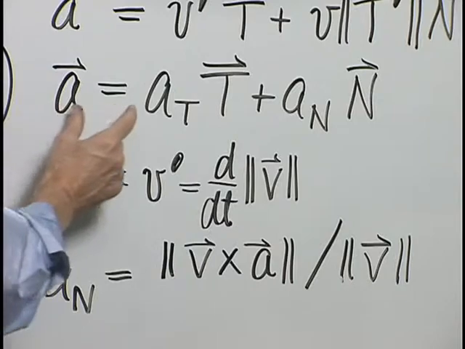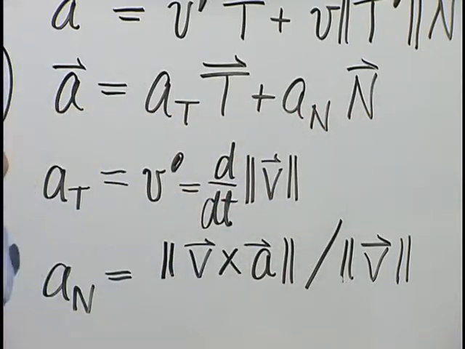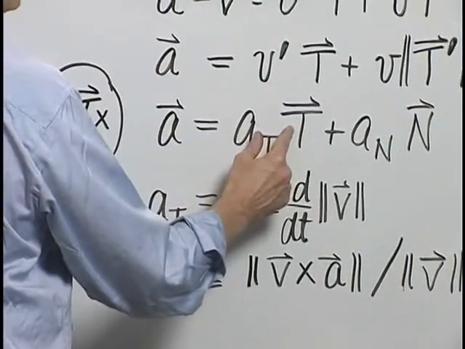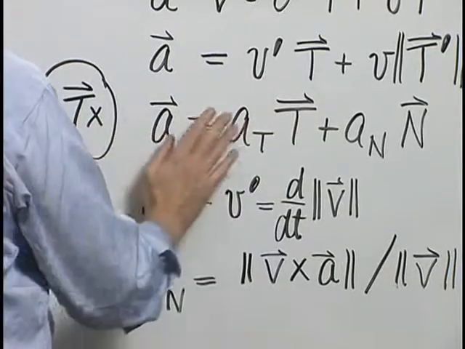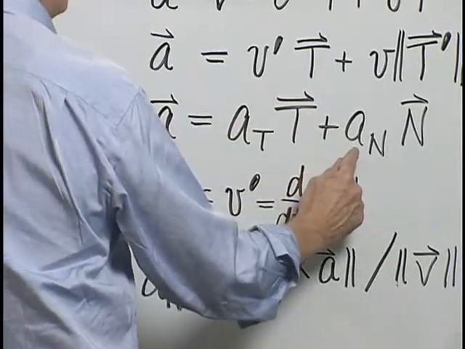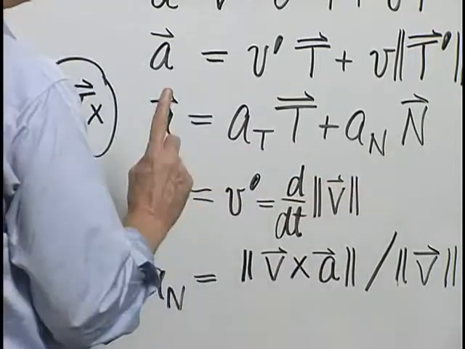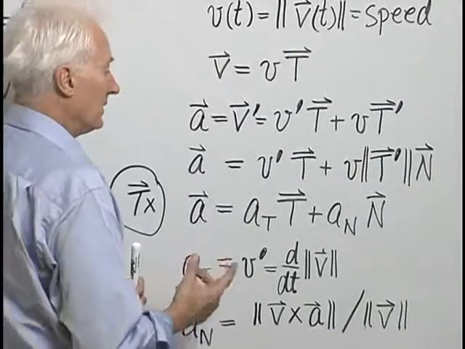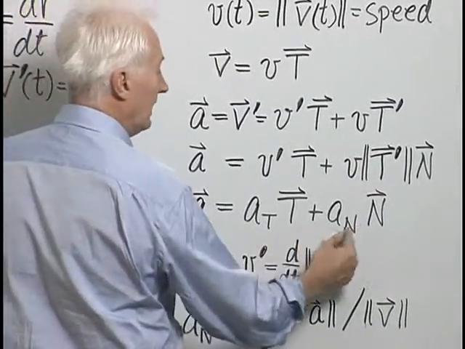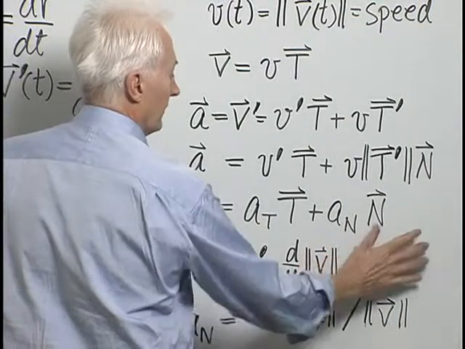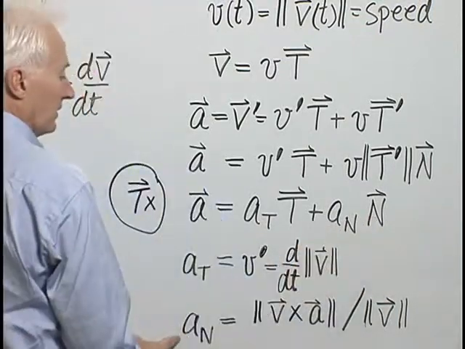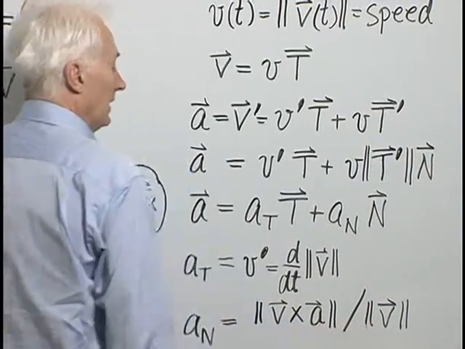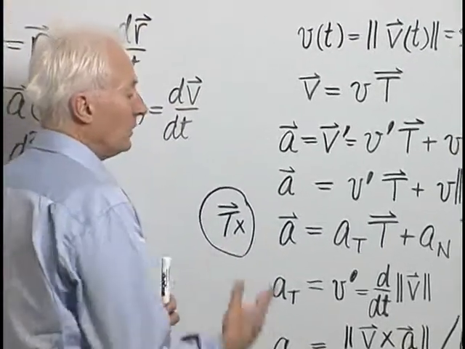I want to cross both sides of this equation with T. Notice T cross T is 0, and so consequently that term will drop out on the right, and the only thing I get is A sub n, T cross N. But remember, T and N are unit vectors, so T cross N is also a unit vector, and consequently when I take the length of T cross A, I just get the coefficient of the T cross N, which is the A sub n. So the A sub n reduces simply to length of v cross A divided by length v. So this is the way we'll do our calculations.